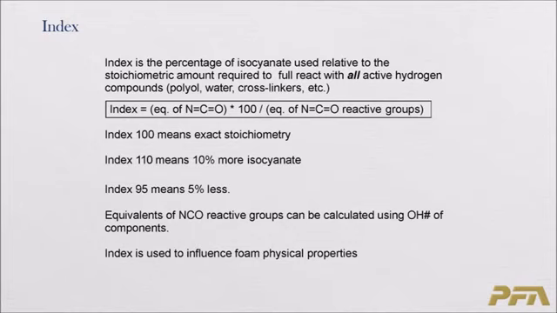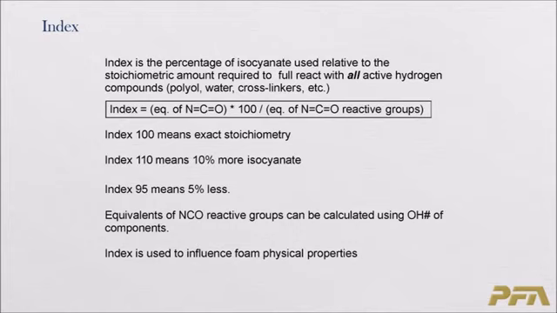So index is the ratio of the amount of isocyanate that's needed to react with all the hydroxyl groups that are present in your foam formulation. The hydroxyls from the polyol, from the water, from any other additives, cross-linkers. And 100 index is essentially an equal balance that is stoichiometric. It's 1-to-1 iso to polyol and other reactive materials.